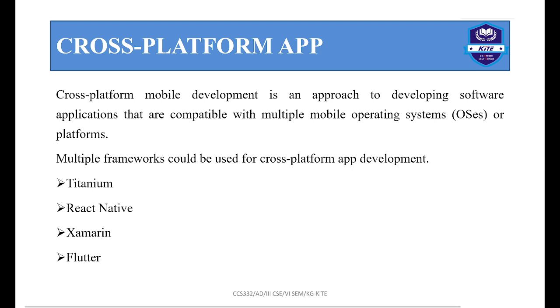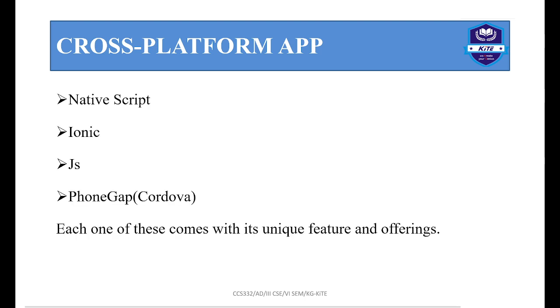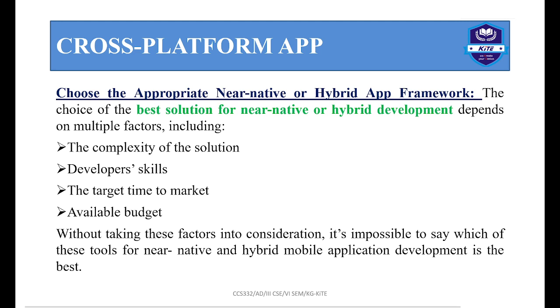Here are multiple frameworks that are used for cross-platform app development: Titanium, React Native, Xamarin, Flutter, NativeScript, Ionic JS, and PhoneGap, that is Cordova. Each one of these comes with its unique features and offerings. So, how do you choose your cross-platform application? What are the requirements for choosing a cross-platform approach?